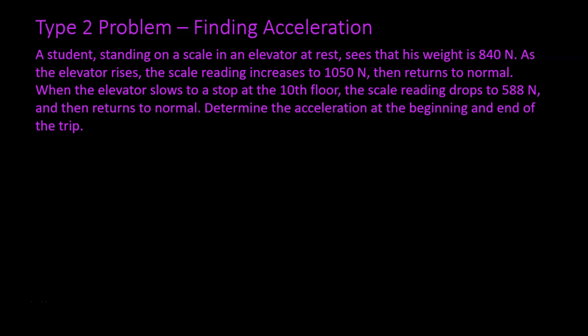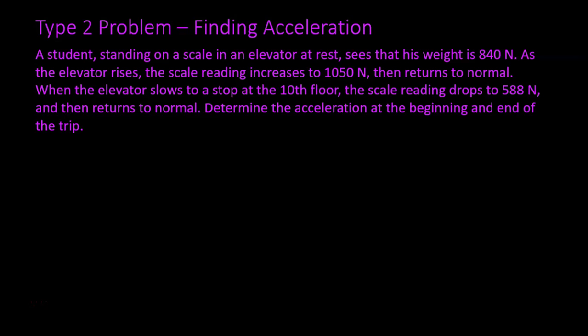As the elevator starts to rise, the scale reading increases to 1050 newtons, then it returns back to 840 newtons until the elevator slows to a stop at the 10th floor, and as the elevator is slowing down, the scale reading drops to 588 newtons. And then once the elevator stops, the scale returns back to the normal weight of 840 newtons. The problem's asking us to determine the acceleration at the beginning and end of the trip.